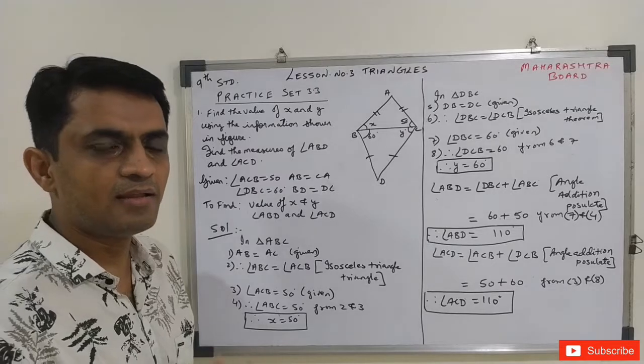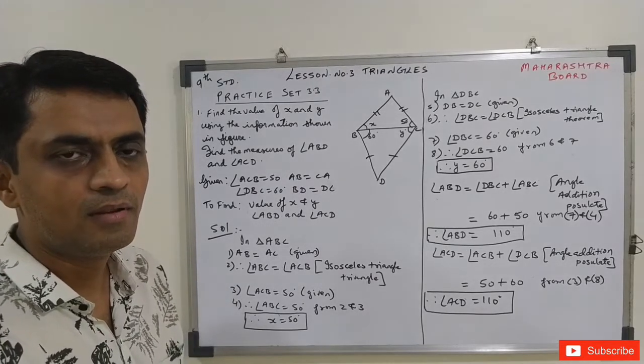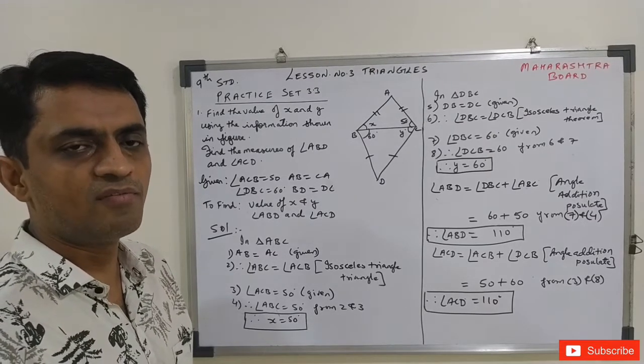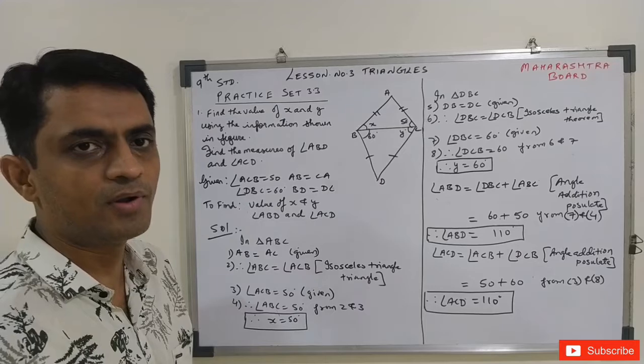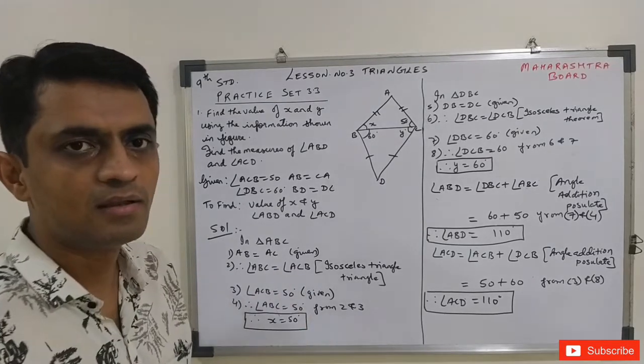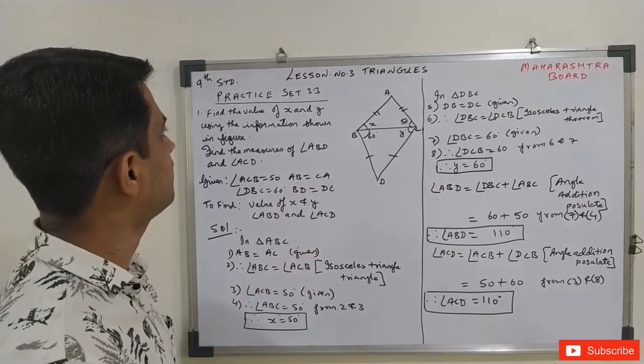The 30, 60, 90 degree theorem we have completed, the 45, 45, 90 degree theorem, and we have done the median theorem: that a median drawn from the 90 degree angle to the hypotenuse is always half of the hypotenuse. These all things we have done. Now we will proceed with the actual practice set 3.3.